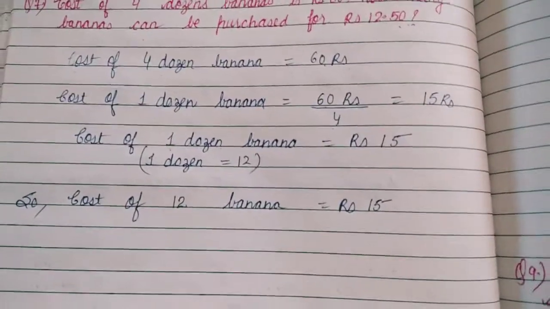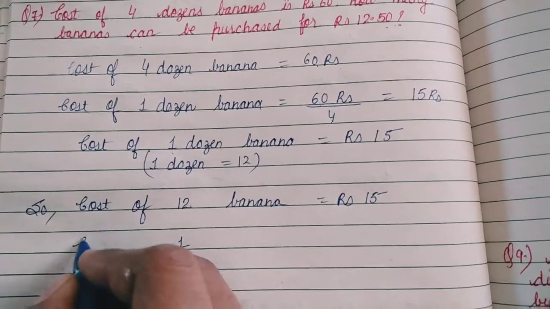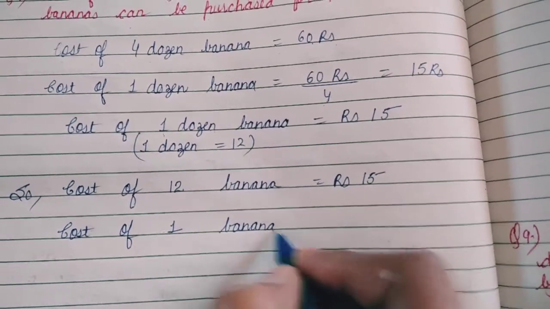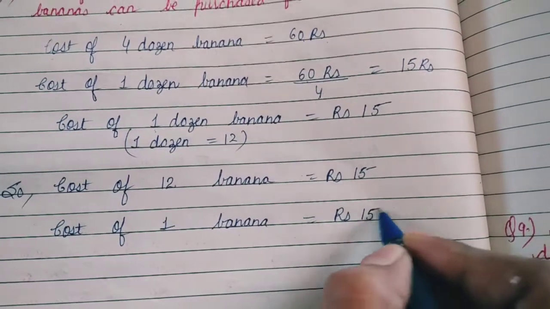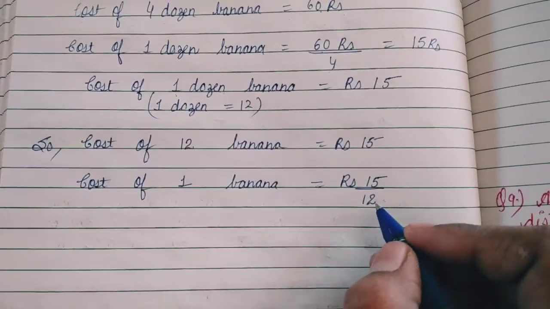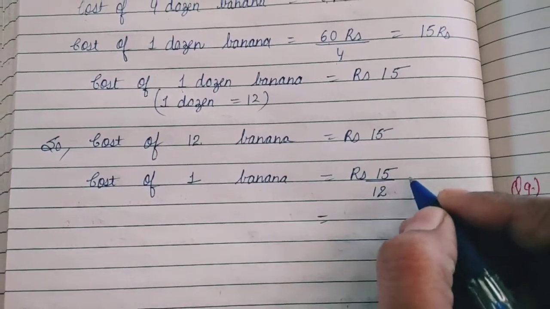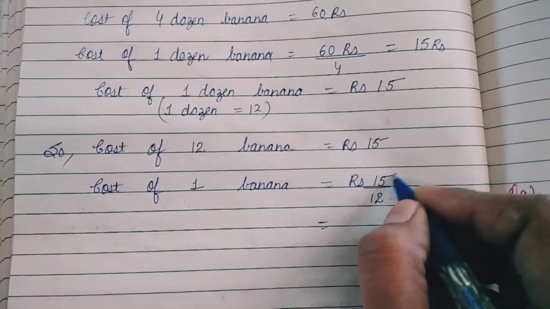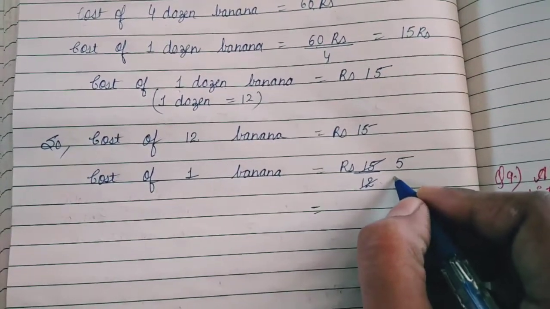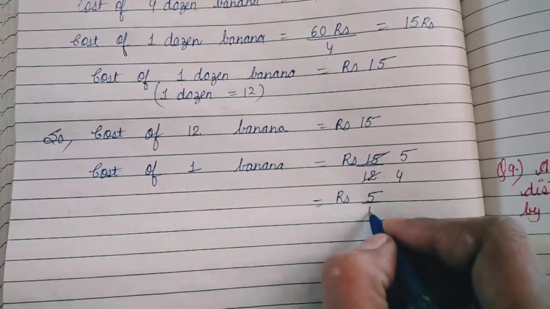So from this line we can take the value of the cost of 1 banana when we divide rupees 15 by 12. Here we are simplifying 15 and 12. They are divisible by 3. So when we reduce, 15 will give us 5 and 12 will give us 4. So the cost of 1 banana is 5 by 4.